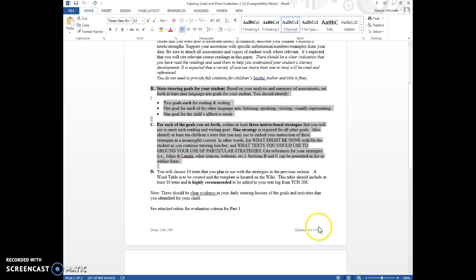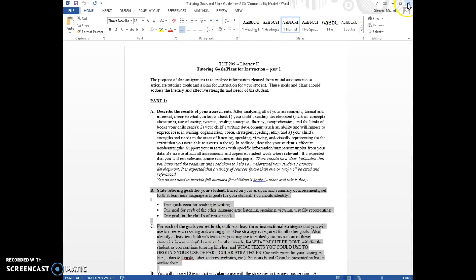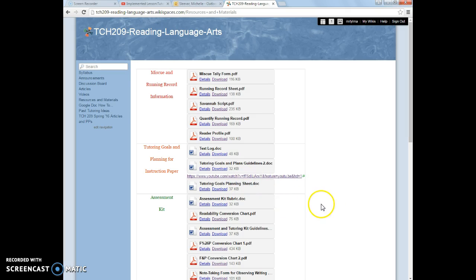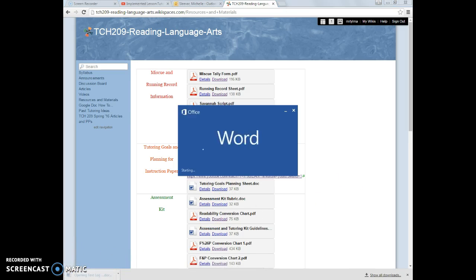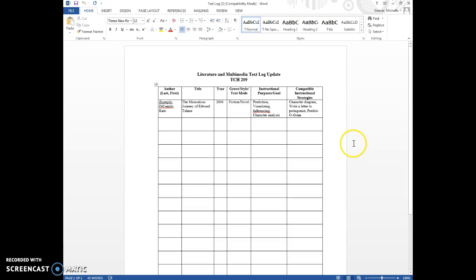Then moving on to section D, this is where you are going to create a word table where you are listing 10 texts that you plan to use with the above strategies during this semester. Now, where is this word table? If you move out of this assignment back to the wiki page, you can see where this says text log right above it. If you click on that, this is the word table that you will use for part D of your paper.